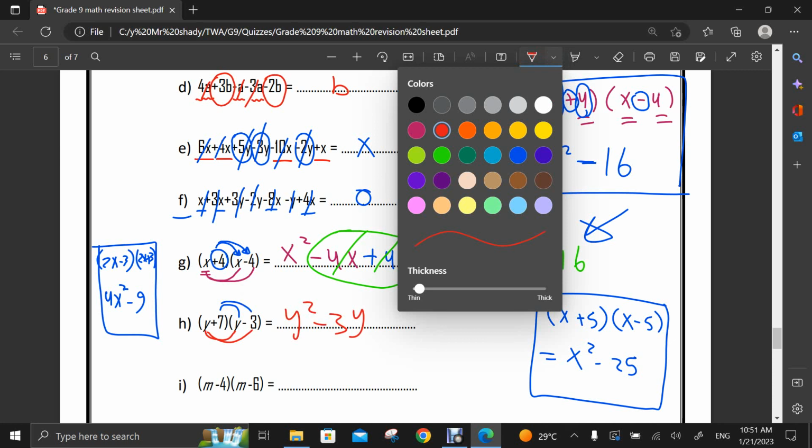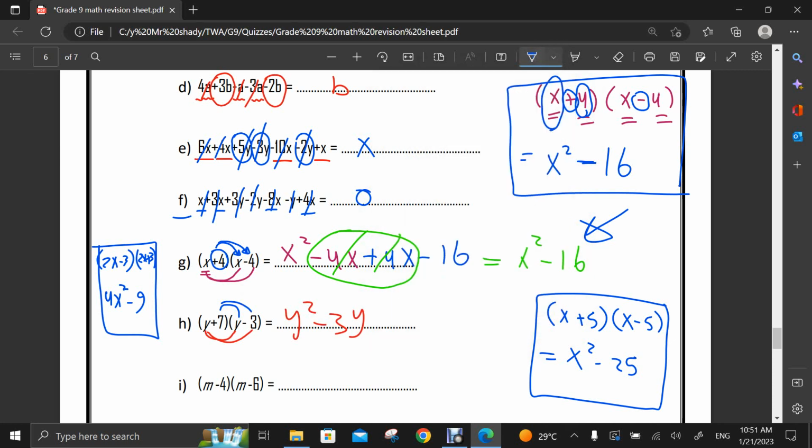Then 7 times y is 7y. Of course, it will be positive 7y. And 7 times negative 3 is negative 21. And I have here like terms, so I'm going to simplify it. So negative 3y plus 7y, it will be positive 4y. So the final answer here, I'll write it here, y squared plus 4y minus 21. Let's see letter I.